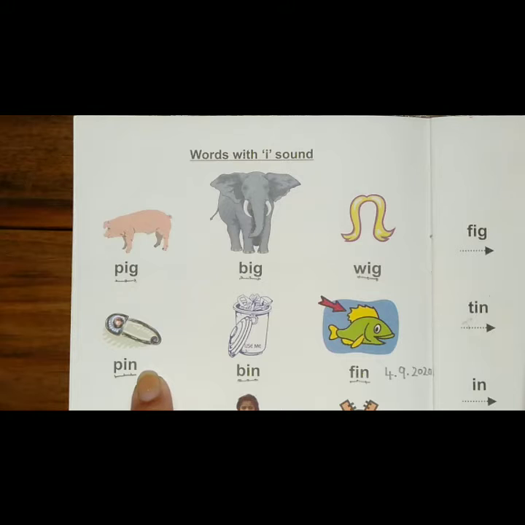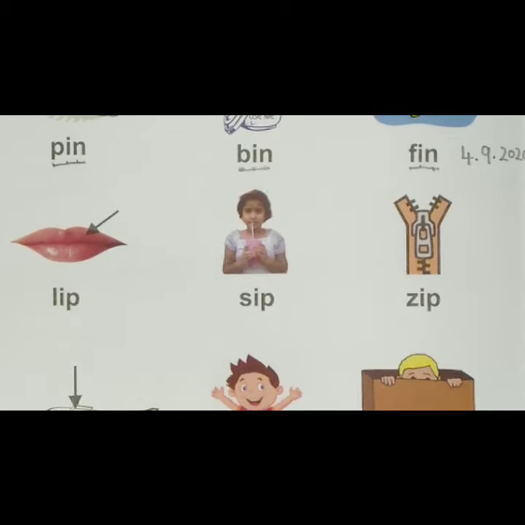Next line, point a finger under p in a pin, b in a bin, f in a fin. Now we were breaking and joining while we were reading. So now, as you already know the spelling, we will do the quick reading. Pin, bin, fin. Well done, babies. Now let's move on to our next row. Children, point a finger.